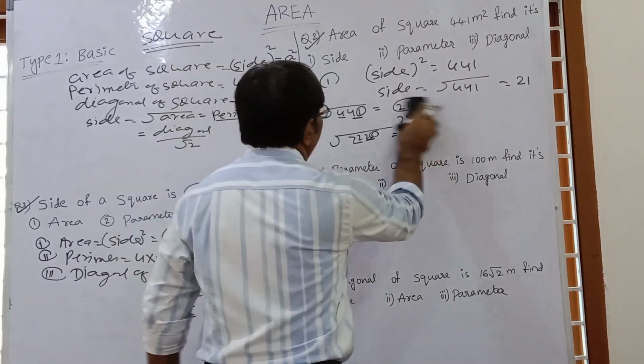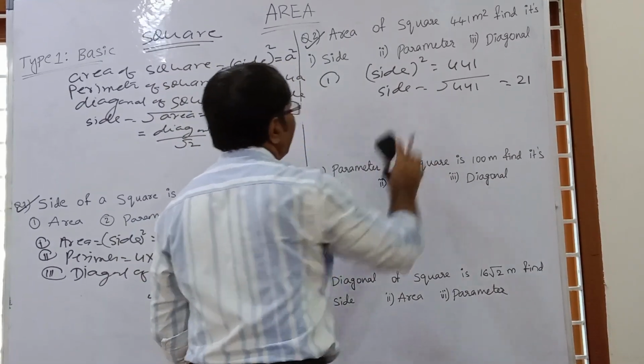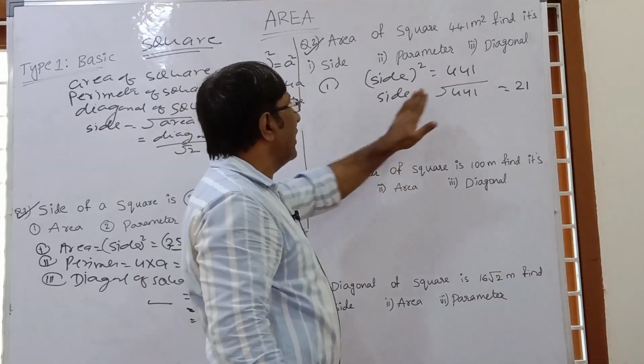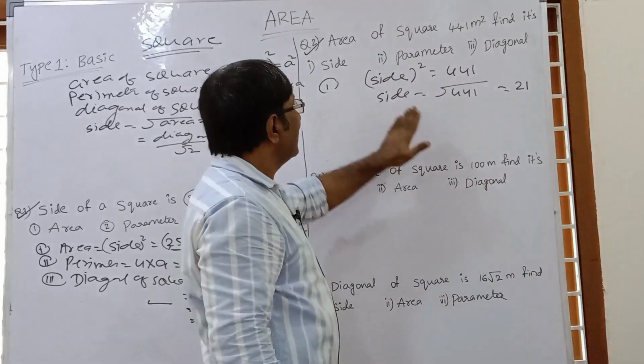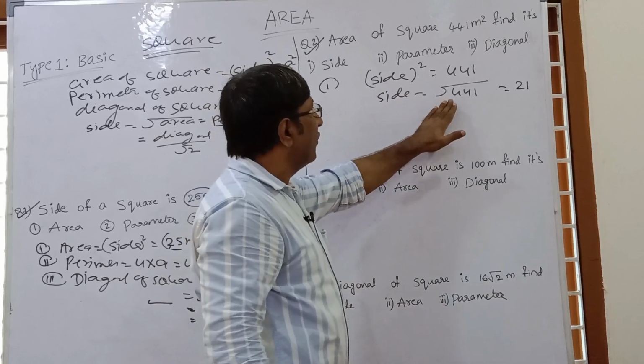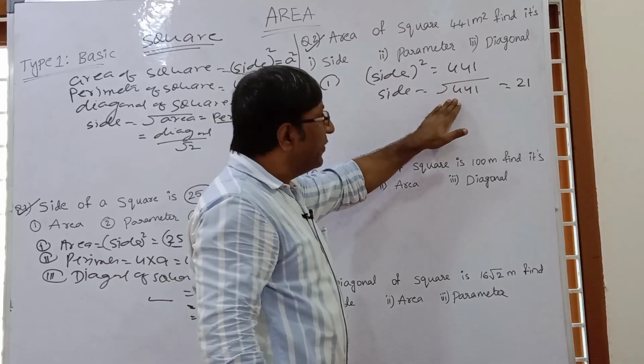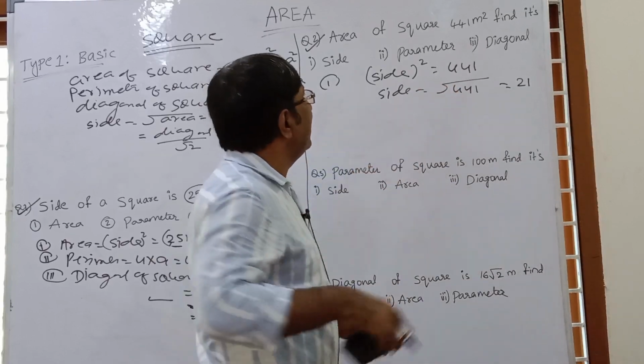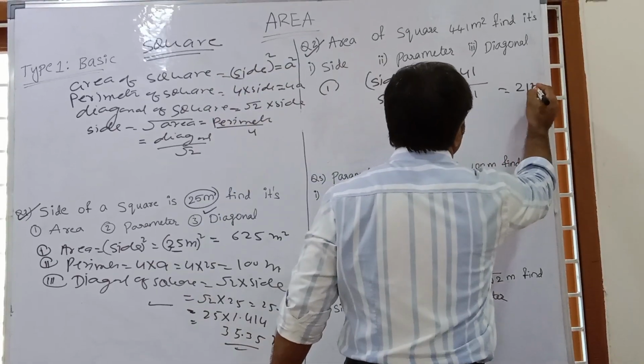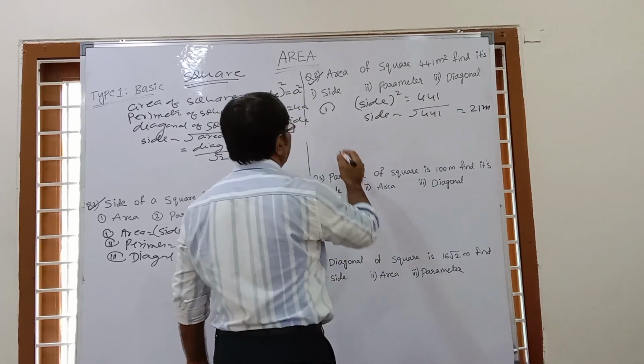So now we have come to the question. Here the question was side square is 441. So side is the square root of 441. We have found the square root by the two methods. There, 21 meter is the correct answer. So this is the correct answer for the first part.